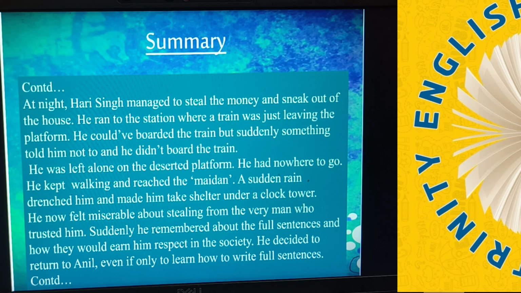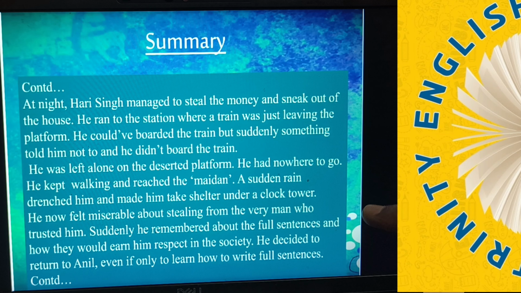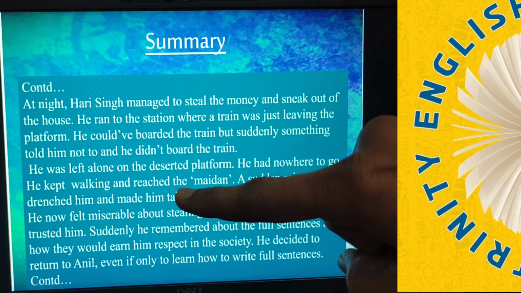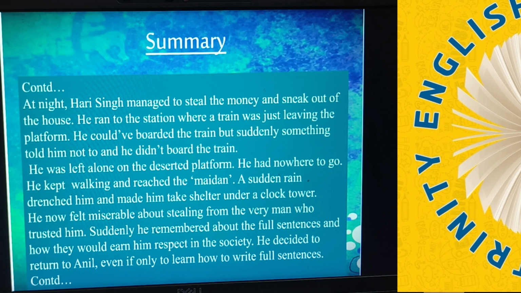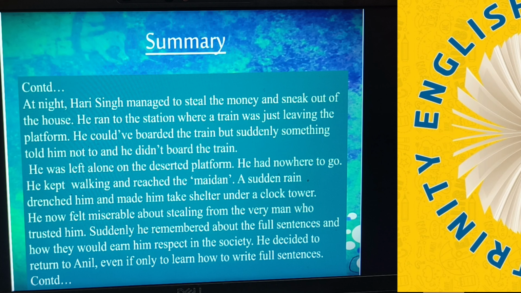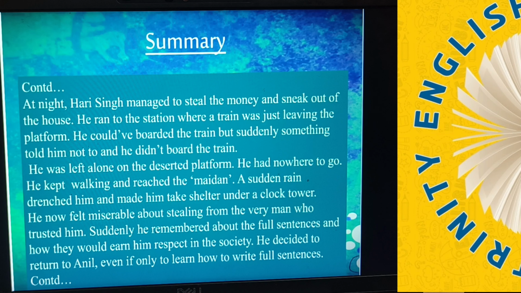Anil trusted him and did not know anything about it. Anil's goodness and kindness made him feel ashamed and guilty of cheating the person who trusted him. Suddenly, he remembered the full sentences and how they would earn him respect in society. He remembered the education that Anil was teaching him. He decided to return to Anil, even if only to learn how to write full sentences, how to read and write.